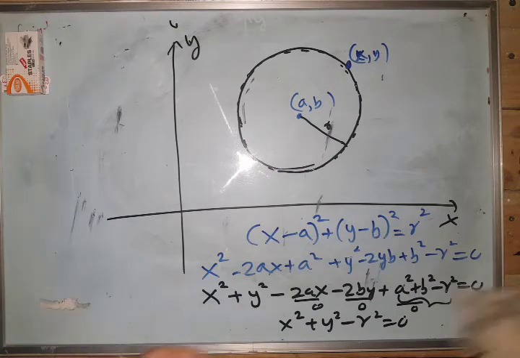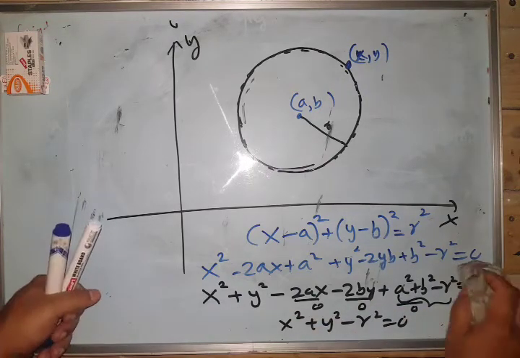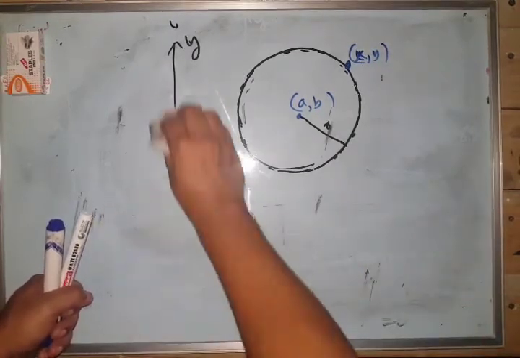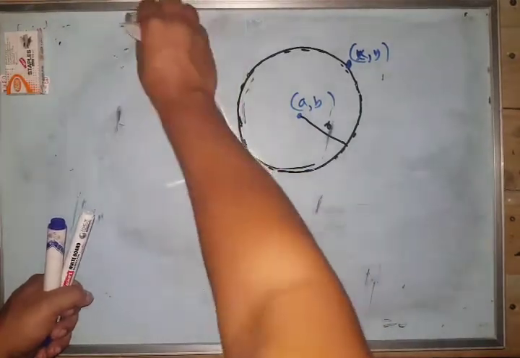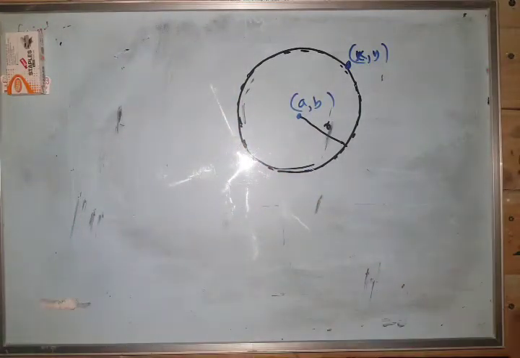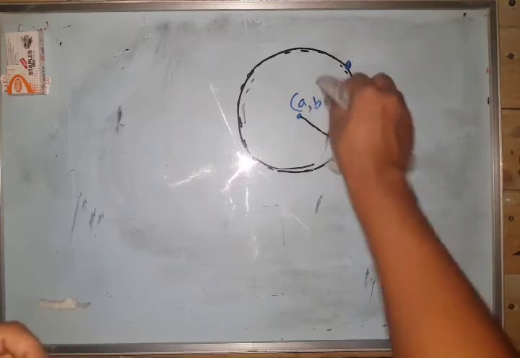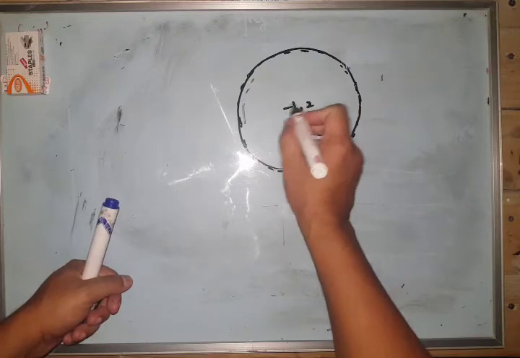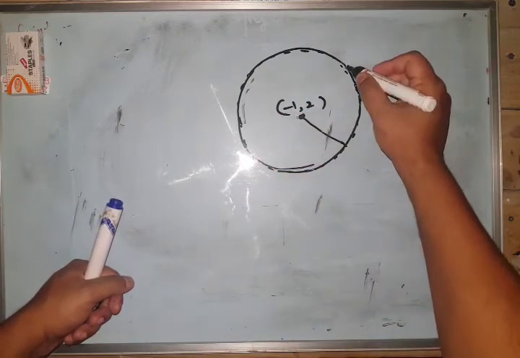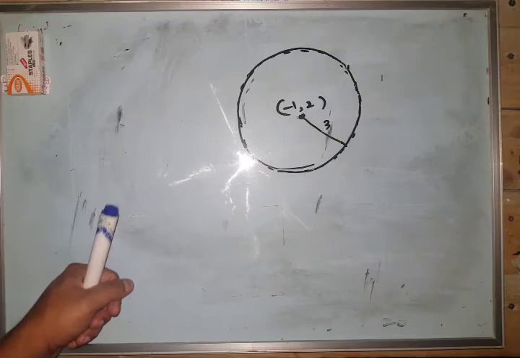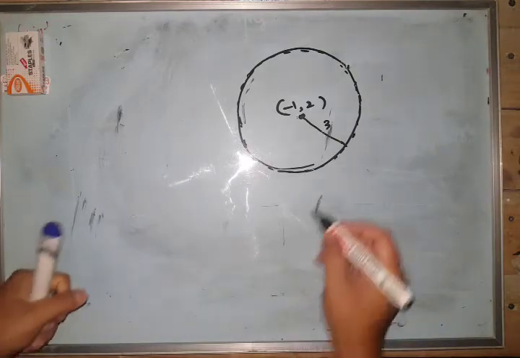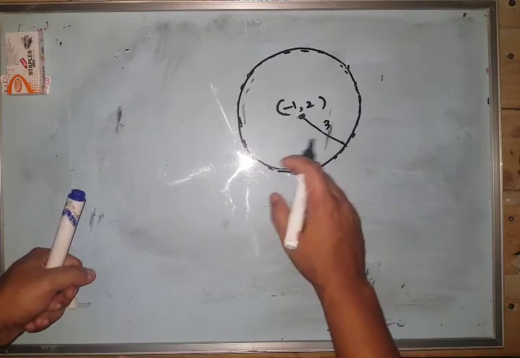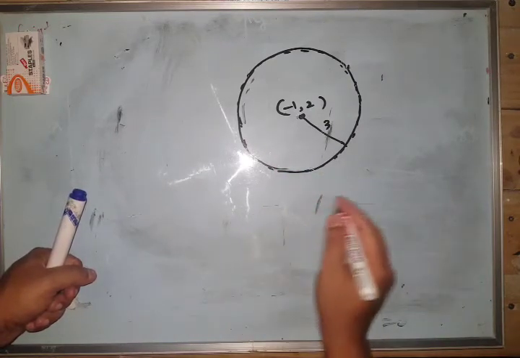Okay, we'll look at an example now. I don't need to draw x and y axis for this. Let's say the center is minus 1, 2, and the radius being 3, and you are asked to find the characteristic equation for this. You can start with the basics, or you could just use the characteristic equation.